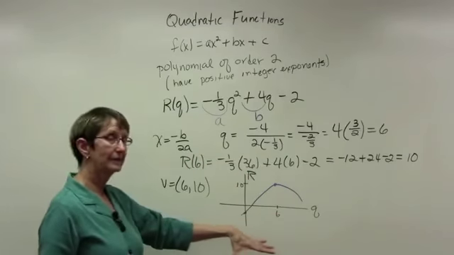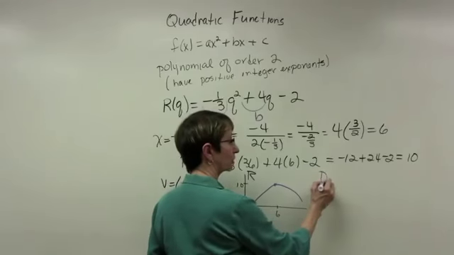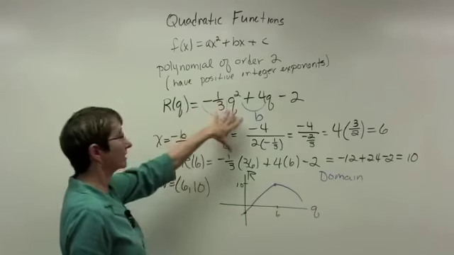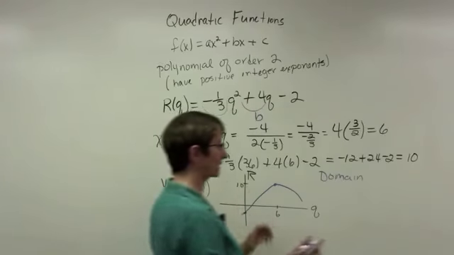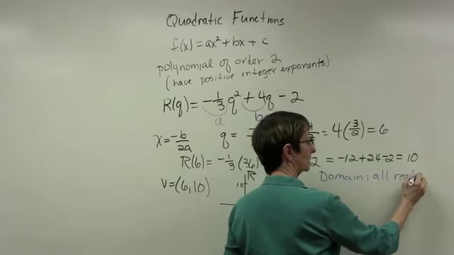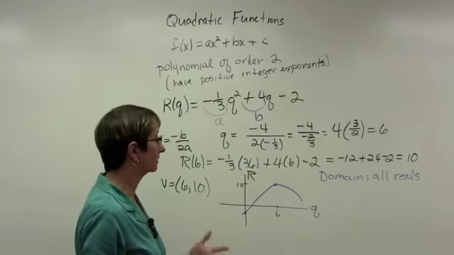So it opens down. Now, the domain, the numbers that I can plug in for q, can be all real numbers. This is a polynomial. I can plug in q. I don't have any problems. All reals. The issue would come if I had a q in the denominator or a radical.